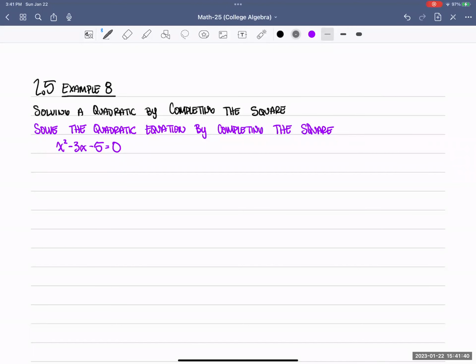Section 2.5, example 8, solving a quadratic by completing the square. Solve the quadratic equation by completing the square.